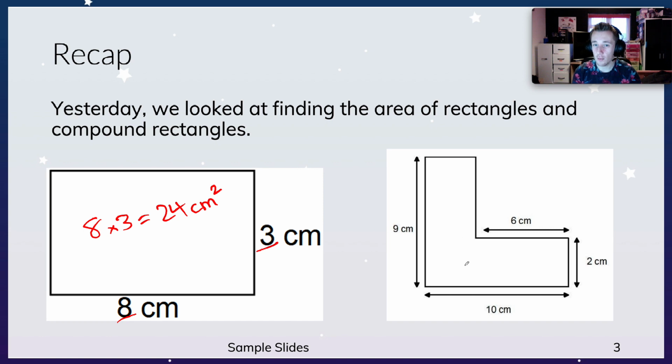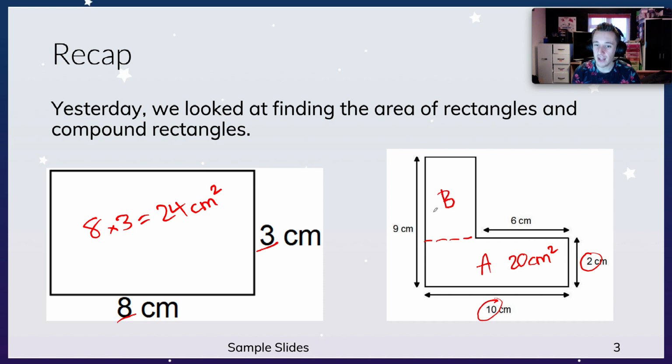We then looked at compound rectangles over here. Now if you remember, with this one, we had to split this into 2 different rectangles. So we could split it this way, for example. We then have rectangle A and rectangle B. So, if we have a look at rectangle A, to find the area of rectangle A, we would do 10 times 2, which would be 20 centimetres squared.